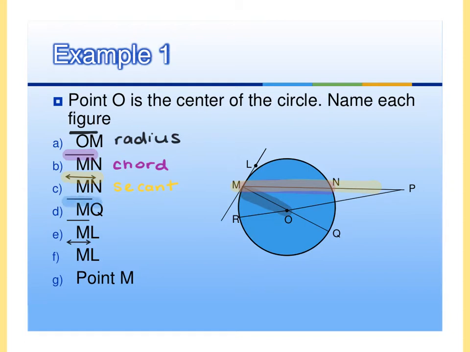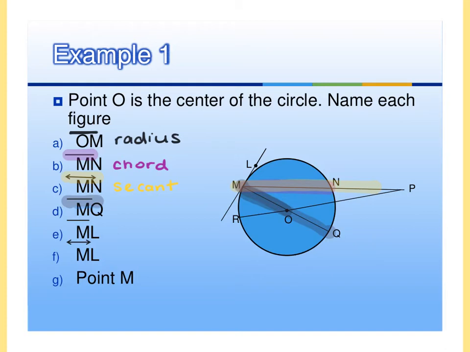Okay, then we get segment MQ. So MQ goes from M to Q, stops at M and stops at Q. What's the best way to describe that? I'll give you a hint. There's two answers to that one. It's a diameter. It's also a chord.